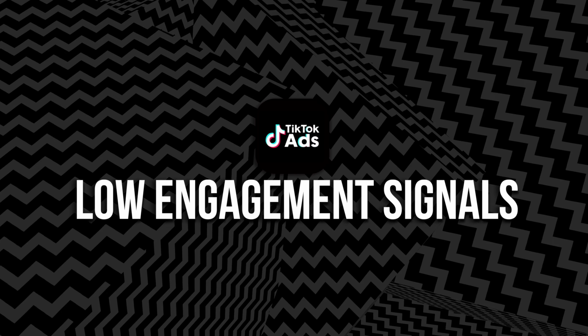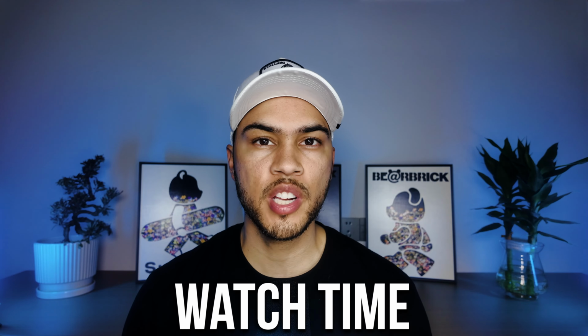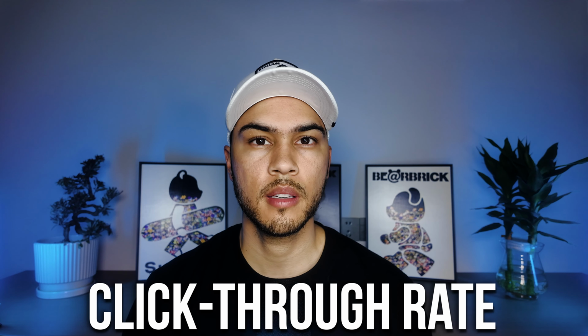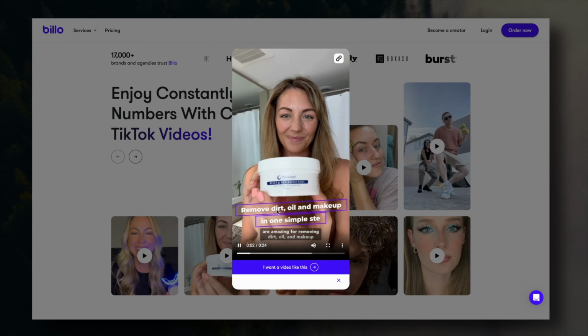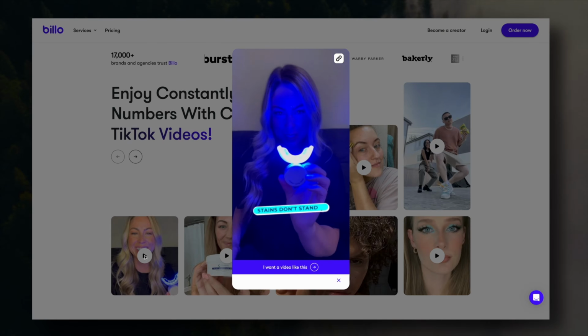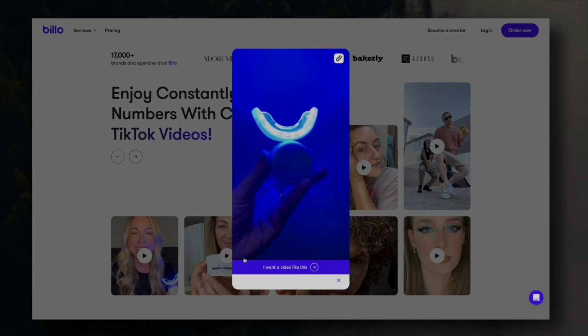Low engagement signals. TikTok heavily weighs watch time, completion rate, engagement, and click-through rate. If early engagement metrics are weak, spend slows. To fix this, improve faster pacing, captions, native style editing, and authentic UGC format. TikTok wants content that feels organic.